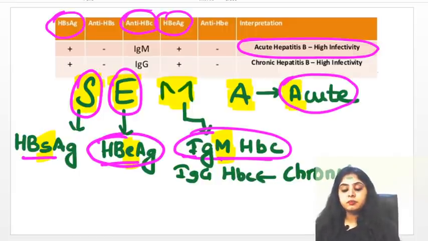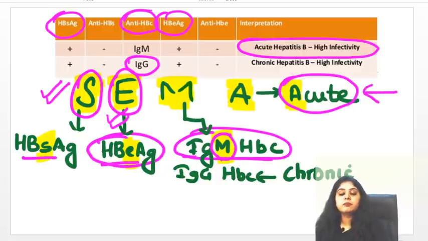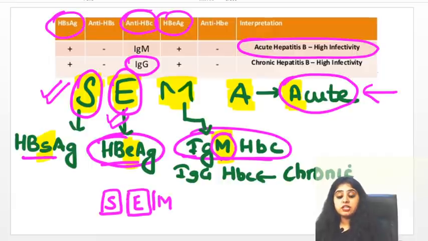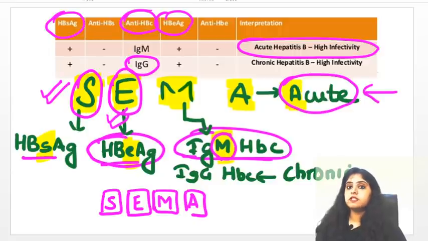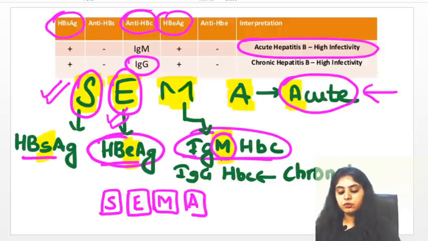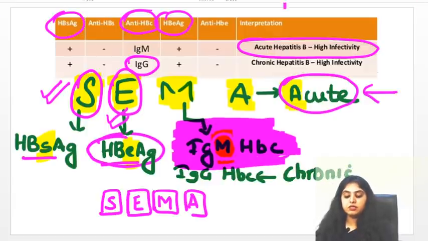Versus in chronic hepatitis, the same thing: surface antigen will be there, HBe antigen will be there if it is high infectivity, but instead of IgM, can I say IgG type of anti-HBc will be there? Will everyone remember for acute hepatitis that there is going to be surface antigen, there is going to be E antigen, there's IgM type of anti-HBc, and that is what indicates acute hepatitis. Are we clear with this? And if I say the patient is in window period, what is the marker of the window period? IgM type of anti-HBc. I hope this is clear with each one of you.